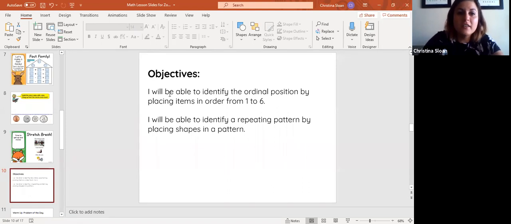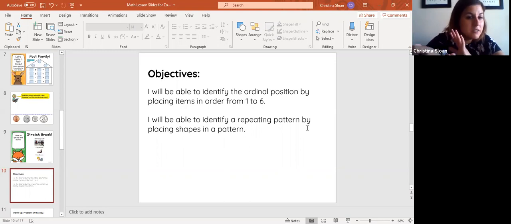So our goal for this lesson is that by the end of the lesson today, I will be able to identify the ordinal position by placing items in order from 1 to 6. It's a lot of words and it's probably a little confusing, but we're going to learn about it and then it'll make a little more sense. And our second goal is I will be able to identify a repeating pattern by placing shapes into a pattern.